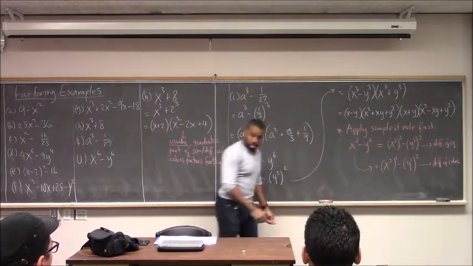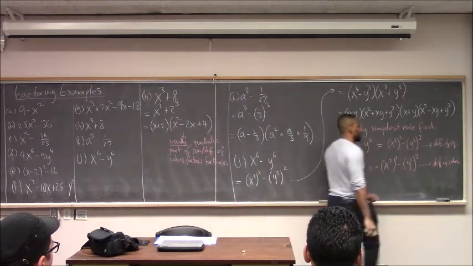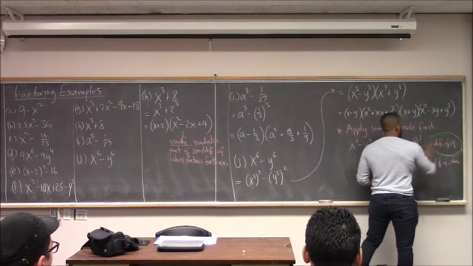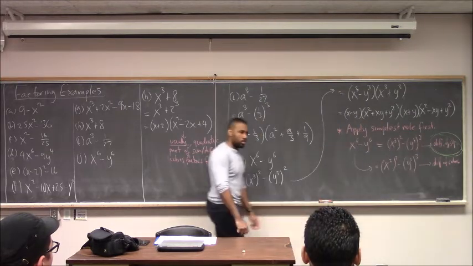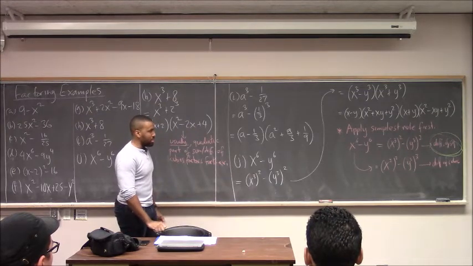Okay? But it turns out that if you thought of it the second way, you'd have a harder time getting to the answer. So when you have a couple methods that would work, usually apply the simpler one first. Okay? So a difference of squares is a lower level thing than a difference of cubes.